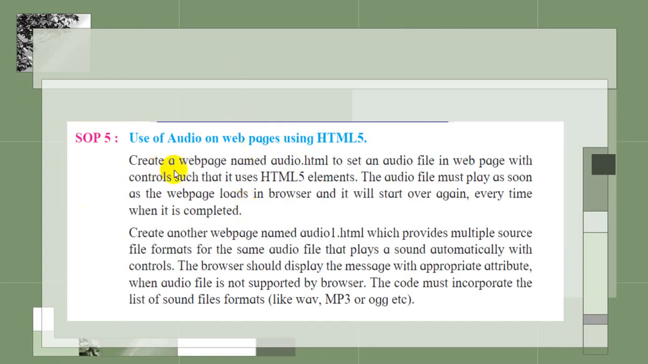In the first section, we have to create an HTML page named audio.html, and insert an audio file, and that audio file has certain controls, so we use the controls attribute. After that the file will play automatically, so we use the autoplay attribute, and the file will play continuously, so we use the loop attribute. Should I continue with the next part, or should I repeat our earlier part?